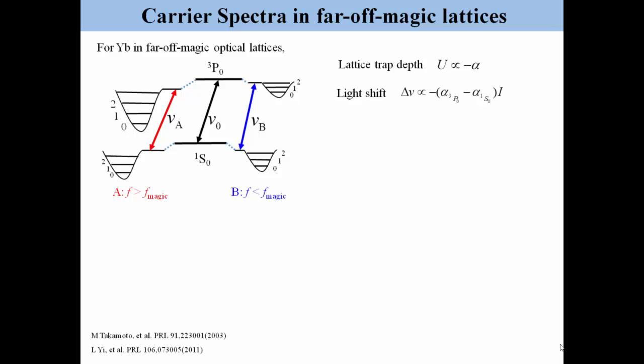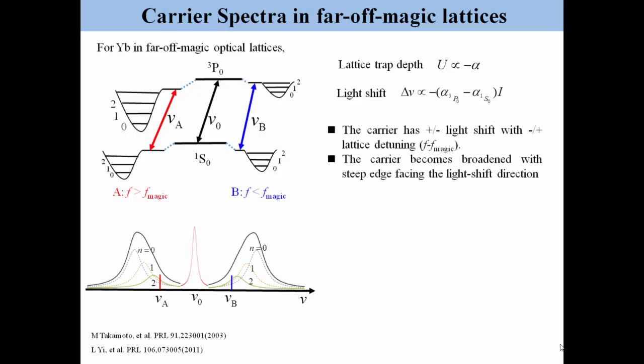In a far-off magic lattice, the carrier will have a light shift and will be broadened. Take ytterbium atoms in a far-off magic lattice, for instance, the carrier will have a positive light shift with red-tuned lattice trapping, and on the other hand, the carrier will have a negative light shift with blue-tuned lattice trapping. So we wonder if it can be used to measure the temperature.